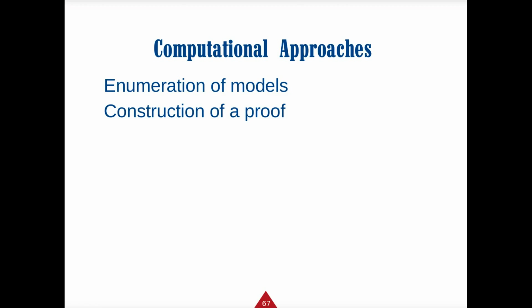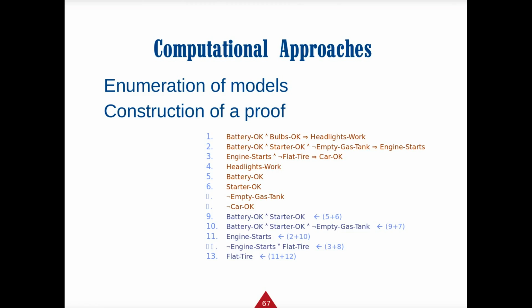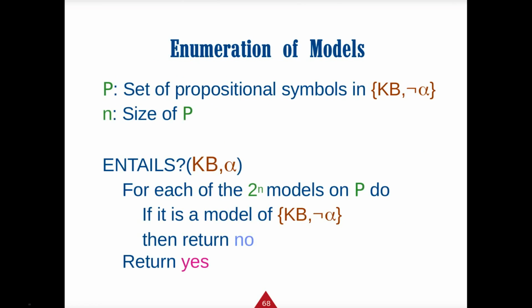And there are a couple of computational approaches. We can do enumeration of models, or we can do construction of a proof. The enumeration of models takes the set of propositional symbols given the knowledge base and the arbitrary sentence, and builds up the model until you can prove it. That's what you need to do for a complete sentence, and that's what the pseudocode below is saying.